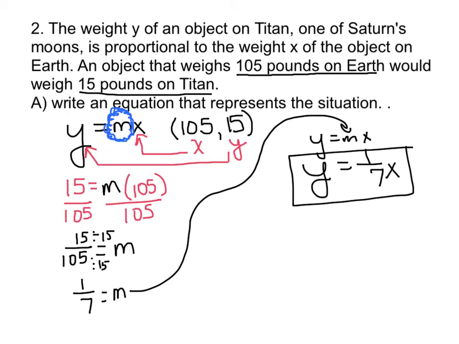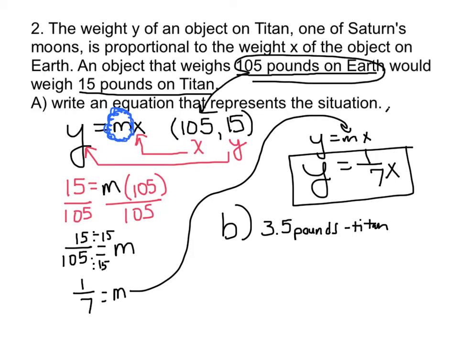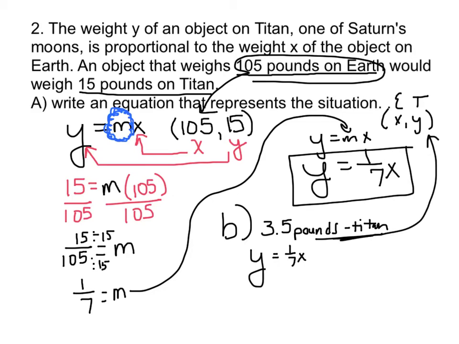There's part A. Part B. Part B says this. How much would a chunk of ice that weighs 3.5 pounds on Titan weigh on Earth? So, right up here, Earth was x. So x is Earth, y is Titan. So x and y, here pounds is Titan. So I use my equation, y equals 1/7 x. Titan, if you look, is y. So I plug the 3.5 in for y.